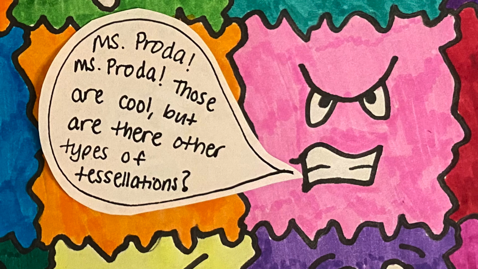Miss Proda, those are cool, but are there other types of tessellations? Yes, there are. Semiregular tessellations are made up of 2 or more shapes, specifically polygons. Let's see what we can find.